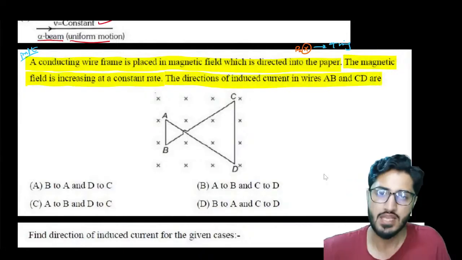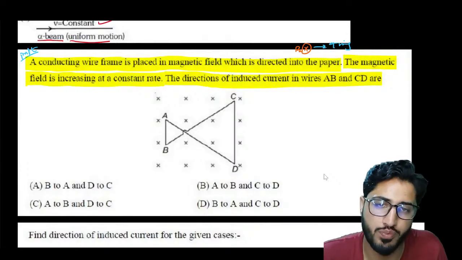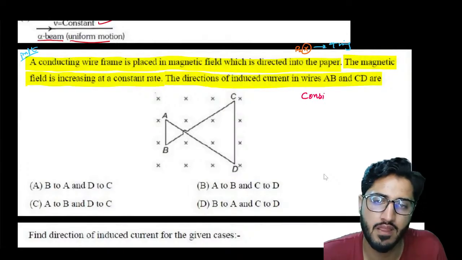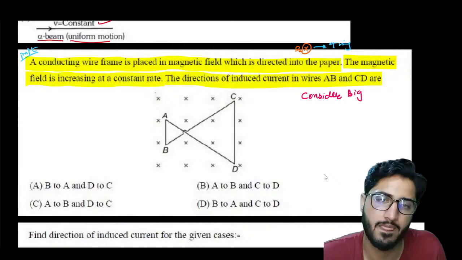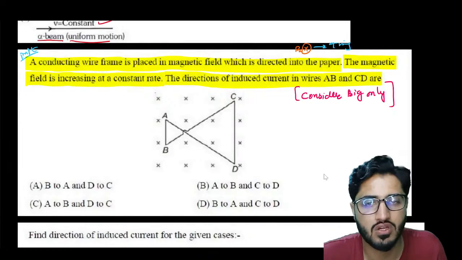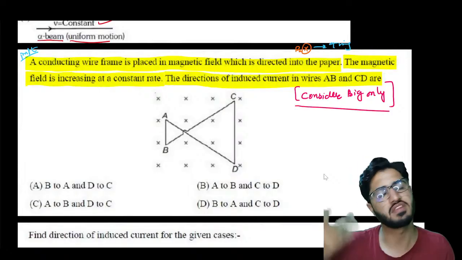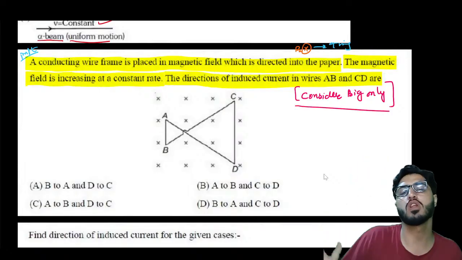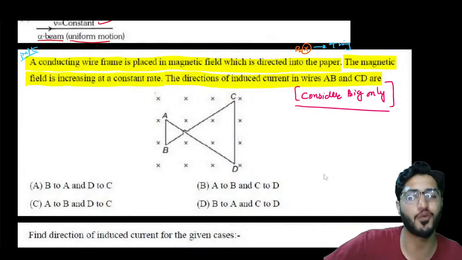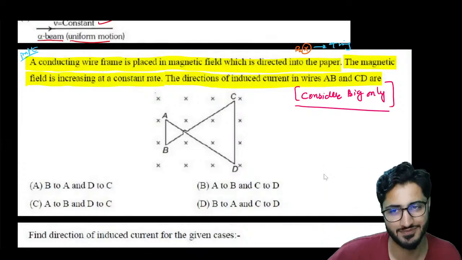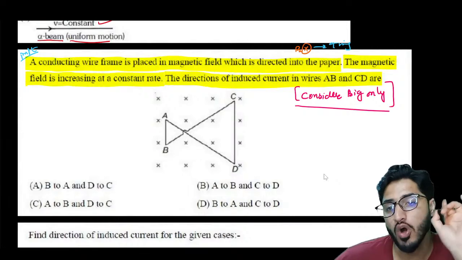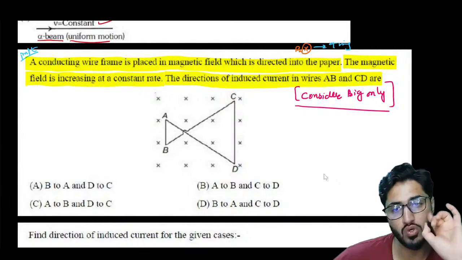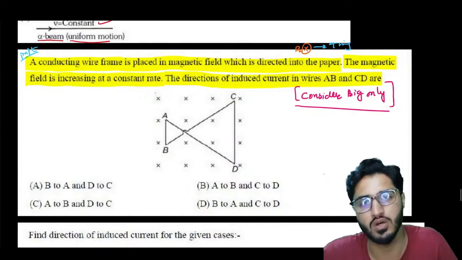Okay. If you are having two loops, consider the big one only. Then the smaller one is a byproduct of that. Don't use Lenz's law on the smaller loop. Don't use Lenz's law. How, sir? Look now. You will get confused.